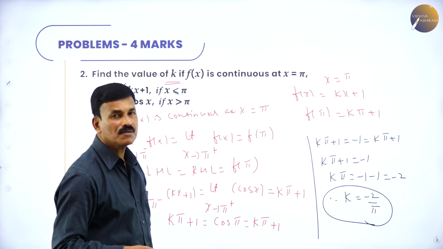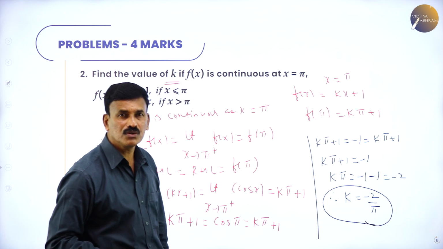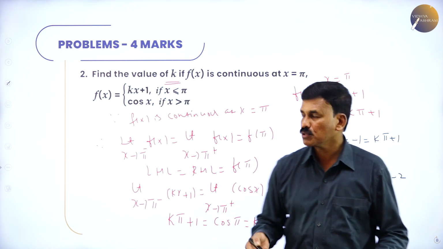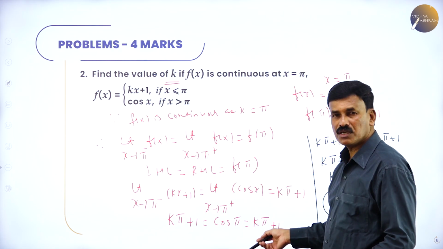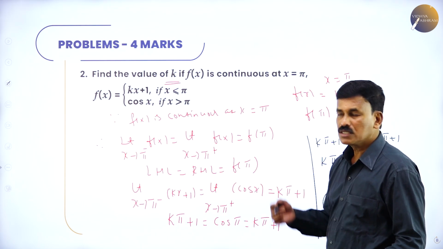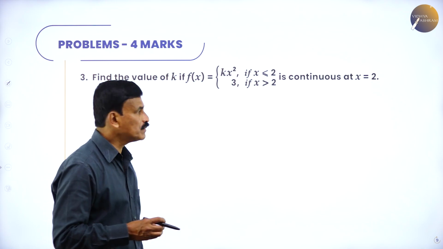So, if you do this much, definitely you will get 4 marks. Hope you followed. Very important problem indeed. Just straight away write LHL, RHL and functional value, simplify, you will get the answer. Now, move on to the next problem, same type problem.